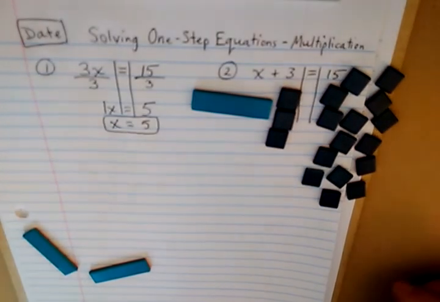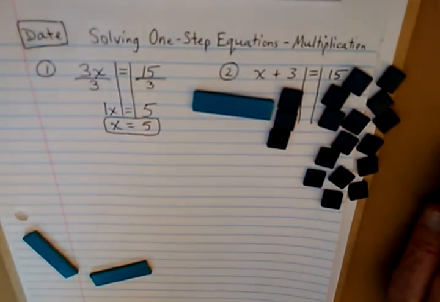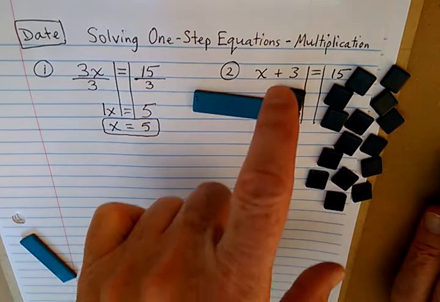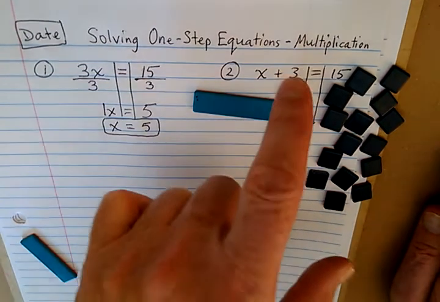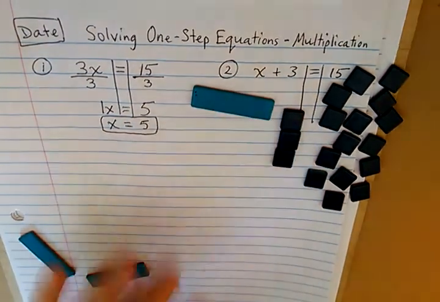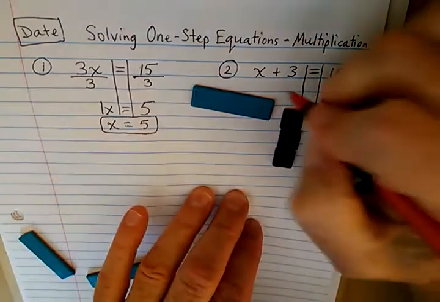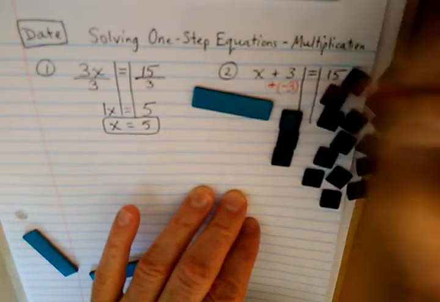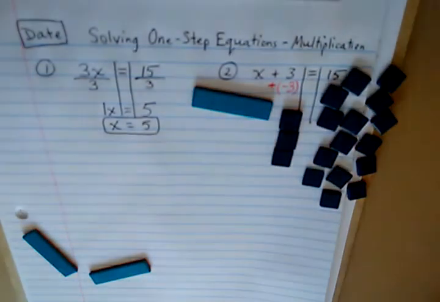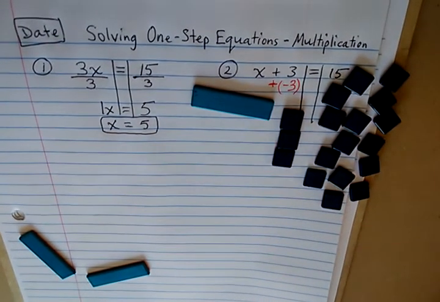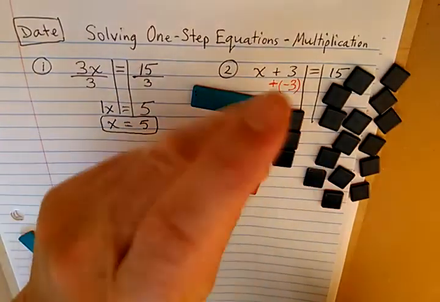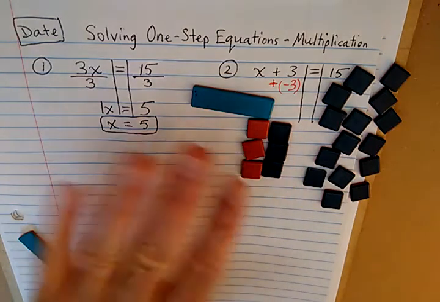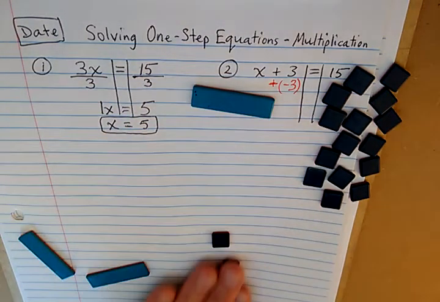All right. So this is going to be totally different because we don't need to divide on this side. What we need to do is get rid of the plus 3. And we know that to get rid of a positive 3, we can add a negative 3 because that makes 0 pairs. So if I put 3 negatives on this side, adding negative 3, that makes 0 pairs here with all those positive 3's and they go away.